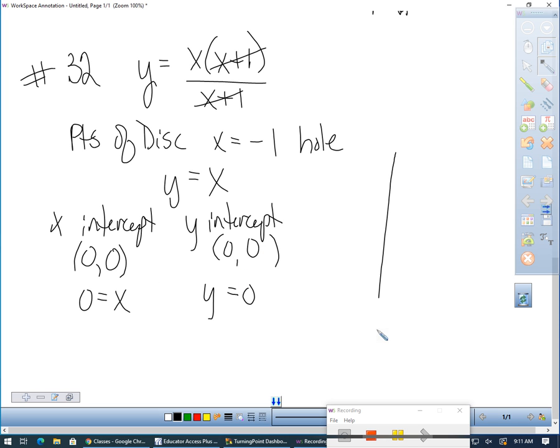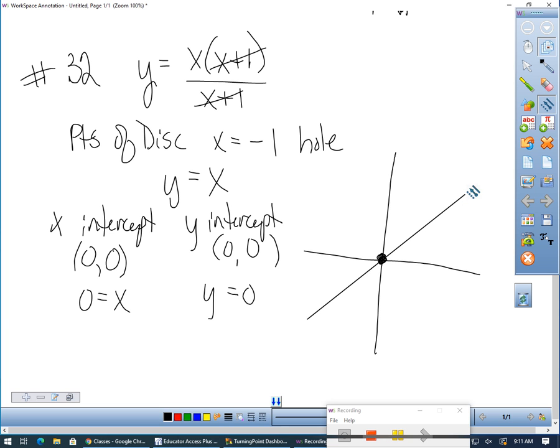Let's graph what we know. So we know that this is going to cross at 0, 0. The function that's remaining, y equals x, is just a line, which has a slope of 1. So we're going to have this line that goes up in this direction. But then we also have this hole that occurs at x equals -1. So we're going to have a small hole in the graph right here where x equals -1. All right. Let's look at number 34.